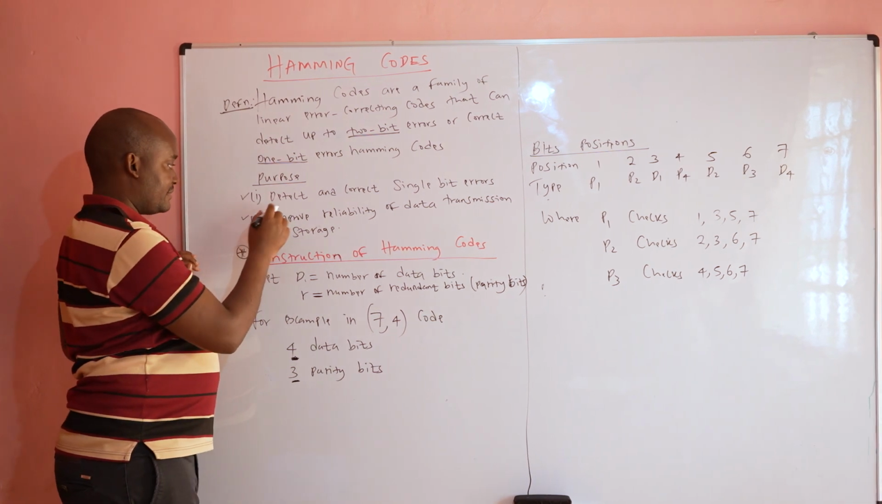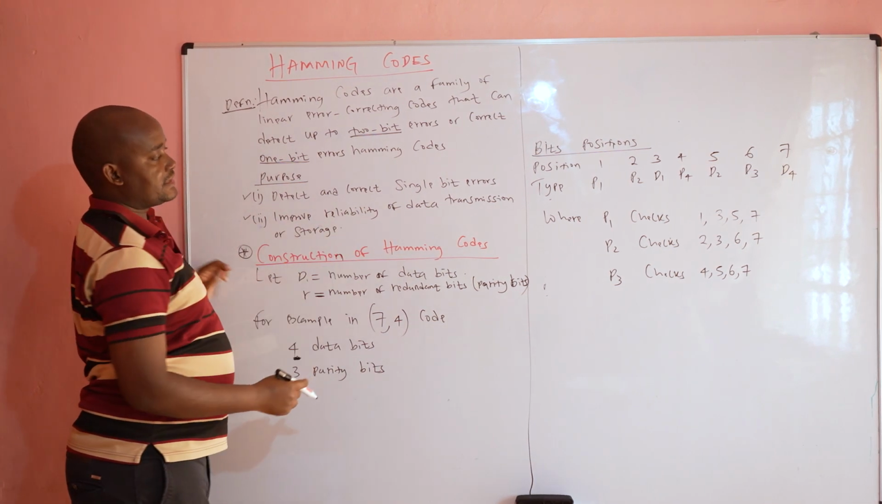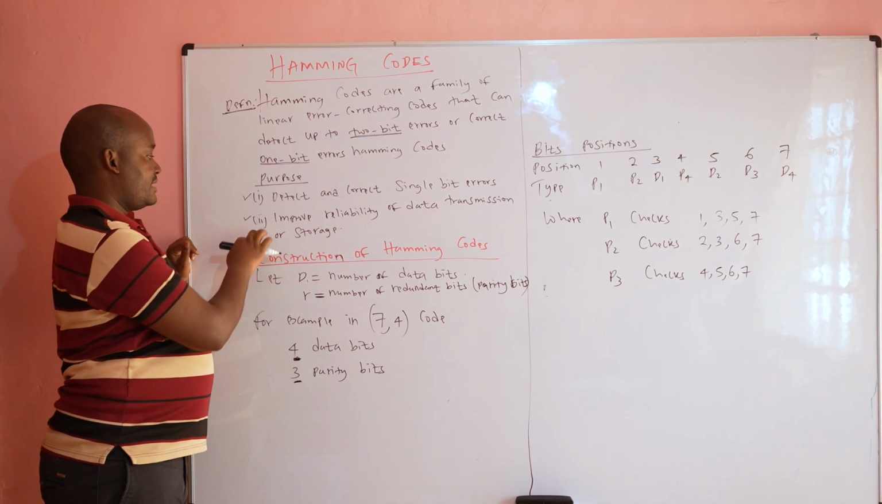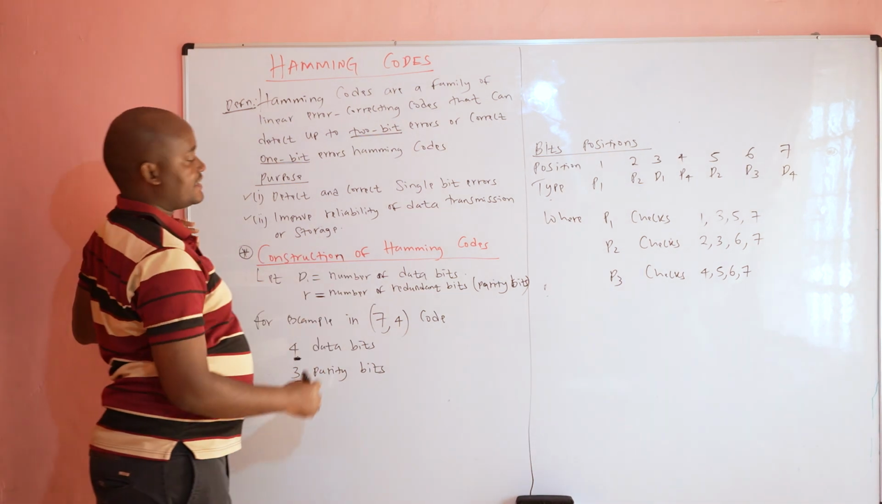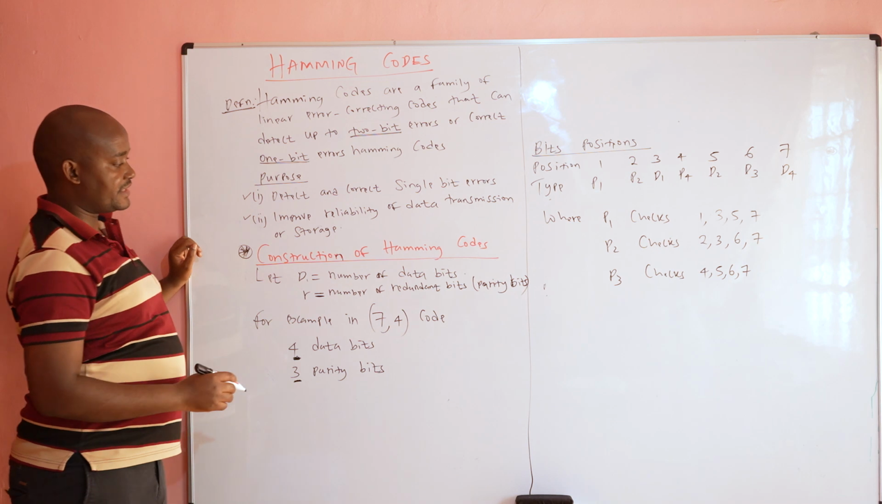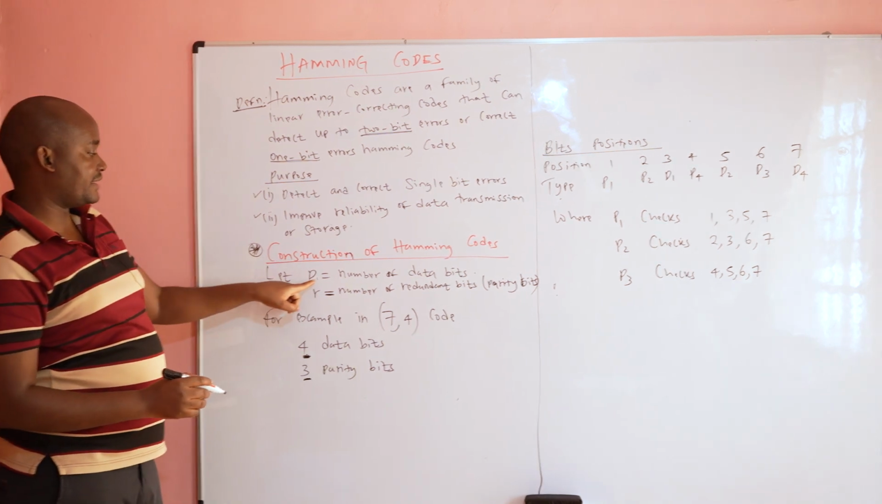Their main purpose is, number 1, detect and correct single bit errors. Number 2, improve the reliability of data transmission and storage. So my interest is in the construction of these Hamming codes. How can we be able to construct them?